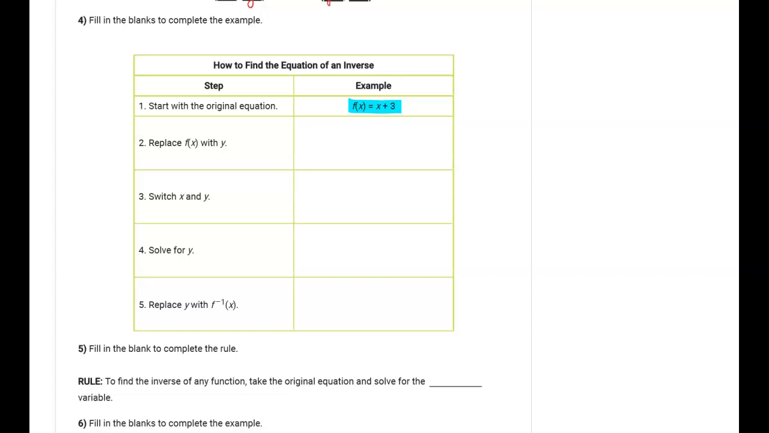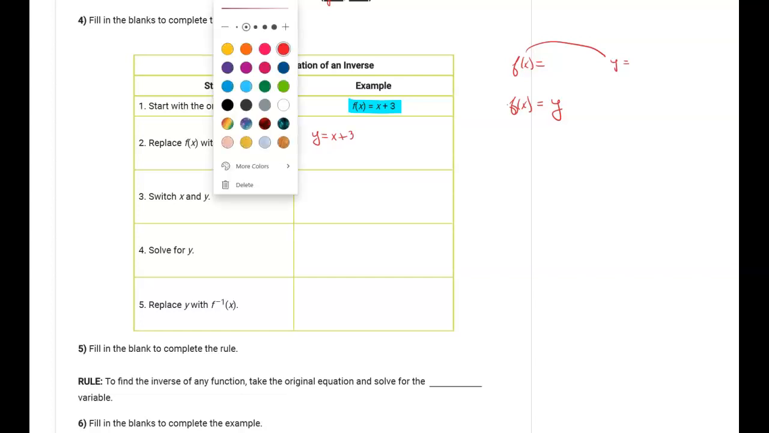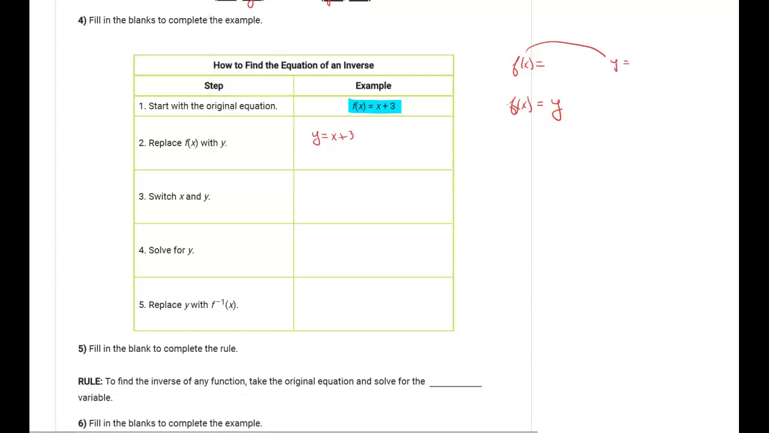Understand that anytime we have f of x, that is no different than just saying y. A lot of times we'll give you f of x equals, which means the same as y equals. These are very compatible. So the first thing we're going to do is rewrite this function as y equals x plus 3. Then we are going to change the y to an x and the x to a y and finish the rest of the expression.